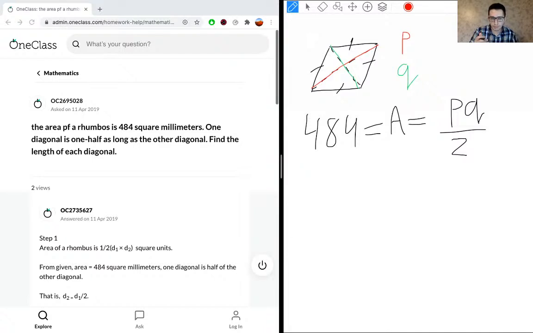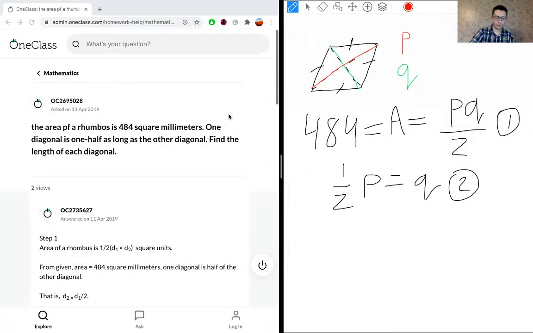The second piece of information that we're given is that one diagonal is 1/2 as long as the other diagonal. So P multiplied by 1/2 is equal to Q. So half of P is equal to Q here. That's how to represent the information given in an equation. So we have two equations, equation 1 and 2, and two unknowns, P and Q. So we just have to plug them in and solve.